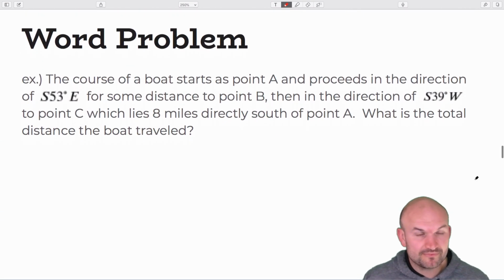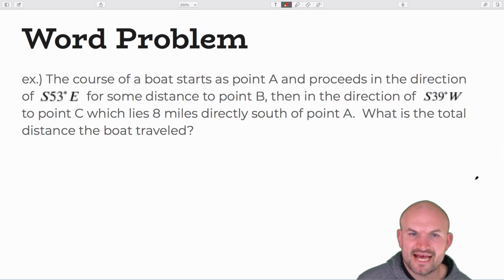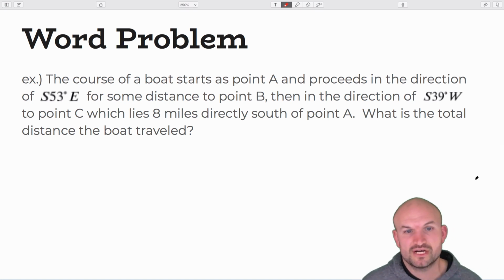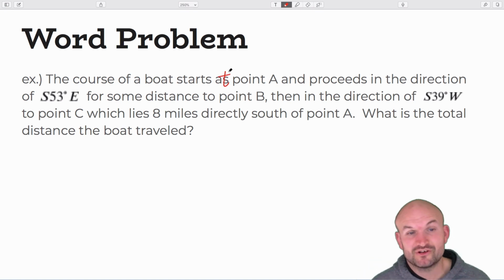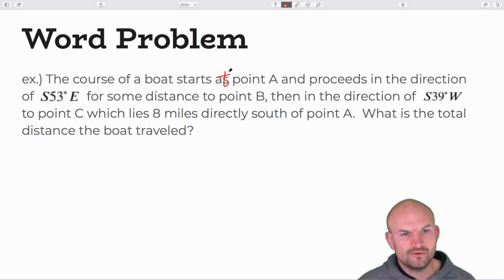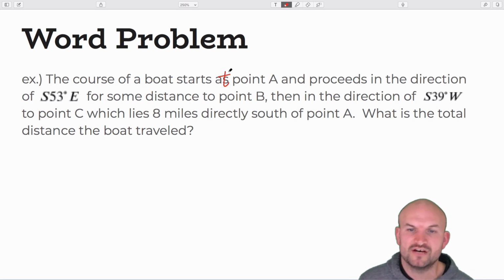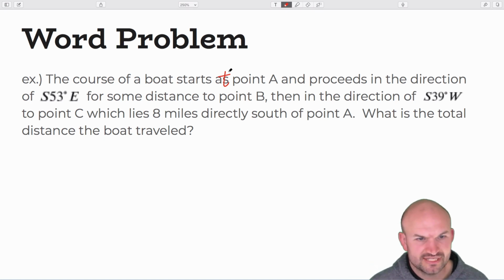All right, next problem. The course of a boat starts at point A, and let's fix that. And proceeds in the direction of south 53 degrees east for some distance to point B. Then in the direction of south 39 degrees west to point C, where it lies 8 miles directly south of point A. What is the total distance the boat traveled?